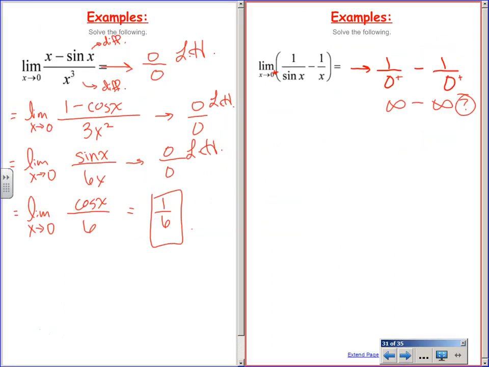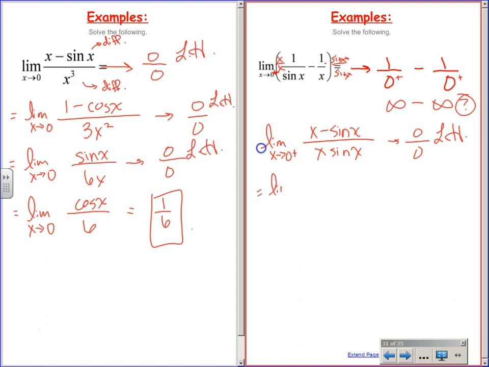Transform, how can I? Hey, do you guys know what I'm doing if I do something like this? I got a common denominator. I multiplied him by x over x, and I multiplied him by sine over sine. And all of a sudden, I have an f and I have a g. So then, guess what I'm going to do? L'Hopital's.